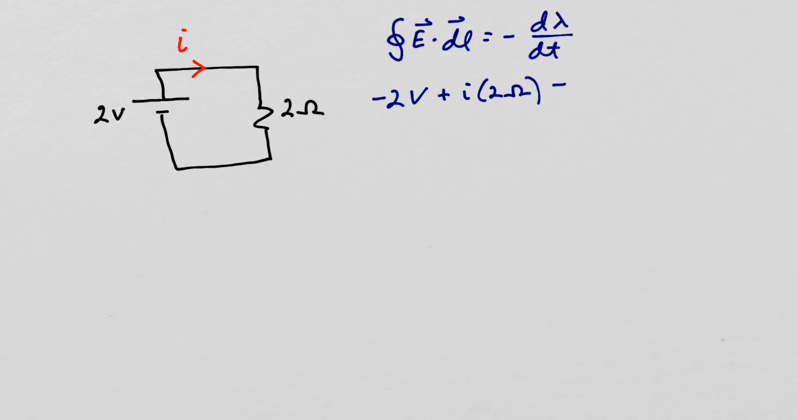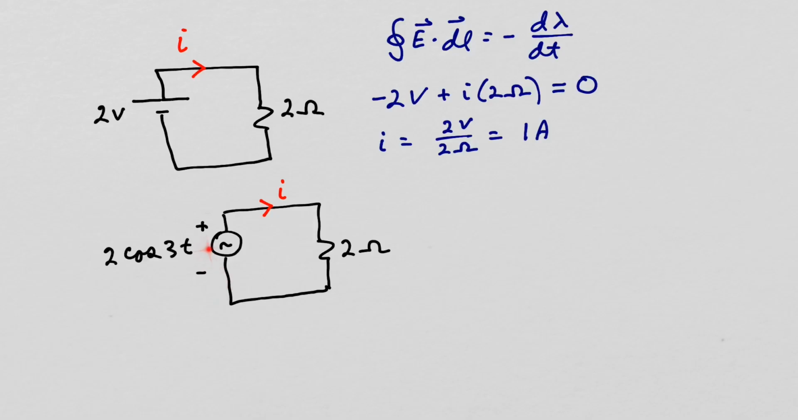This is going to equal minus the change in flux linkage with respect to time, but since this is a DC circuit, nothing is changing with time, so that's equal to 0. So we have 1 amp flowing.